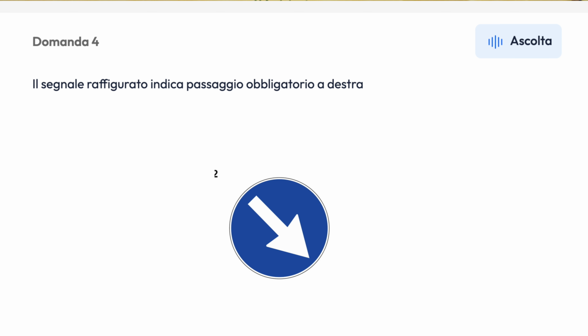Il segnale raffigurato indica passaggio obbligatorio a destra. The answer to this question here is vero. Remember, this is a sign of passaggio obbligatorio a destra, which means this sign is telling the vehicles to only pass right. You only come across this sign on the road if there is salvagente, isola di traffico, people are walking on one side of the road, or maybe there's an obstacle on the road. So they'll place this sign that directs you on how you will be able to pass that road without creating danger for other vehicles on the road.